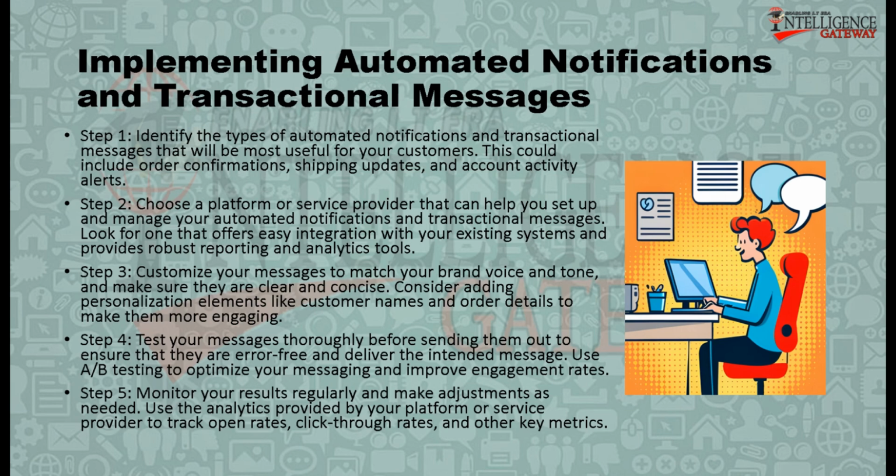Step 3. Customize your messages to match your brand voice and tone, and make sure they are clear and concise. Consider adding personalization elements like customer names and order details to make them more engaging. Step 4. Test your messages thoroughly before sending them out to ensure that they are error-free and deliver the intended message. Use A/B testing to optimize your messaging and improve engagement rates. Step 5. Monitor your results regularly and make adjustments as needed. Use the analytics provided by your platform or service provider to track open rates, click-through rates, and other key metrics.